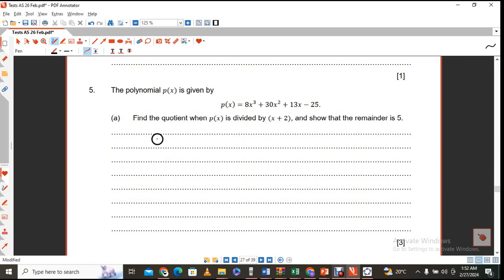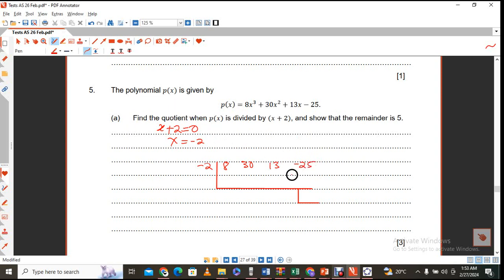So I'm going to use synthetic division, but you can go ahead and do long division if you want to. So when I use synthetic division, the first step is I'm going to let that divisor equal to 0. So I'm going to work with negative 2, and then I'm just going to write down the coefficients, and this little block over here would be for my remainder. Okay, so this is going to be 8, the coefficient. That is going to be 30 and 13 and negative 25.